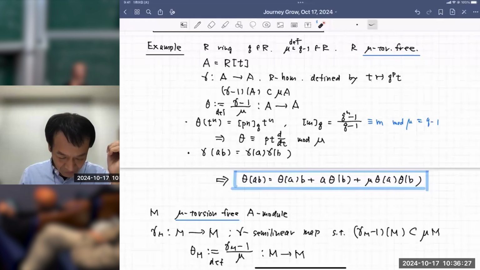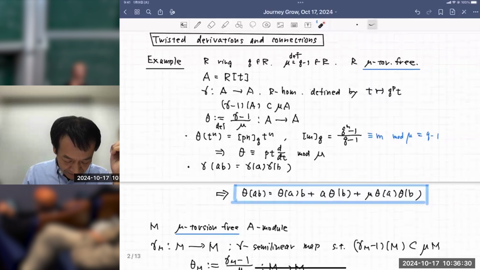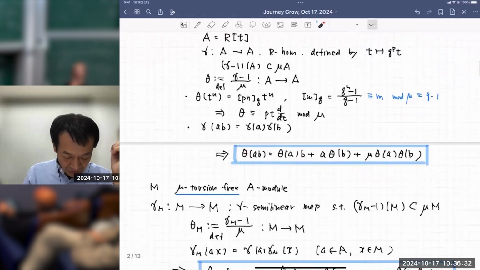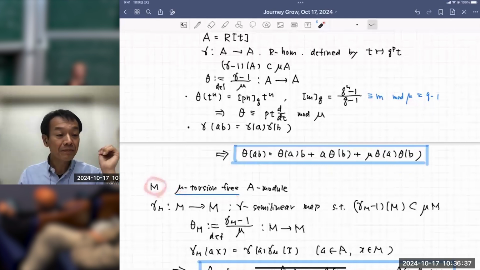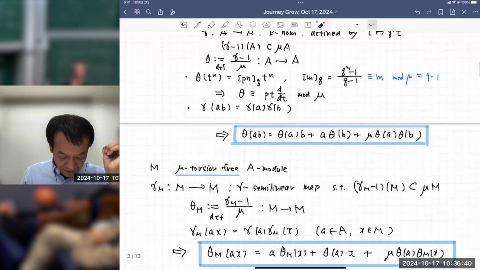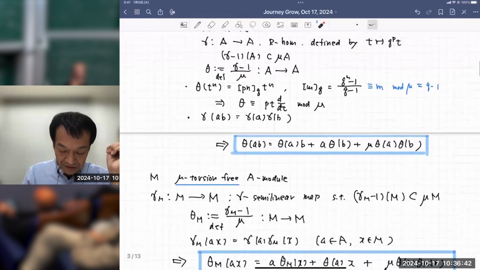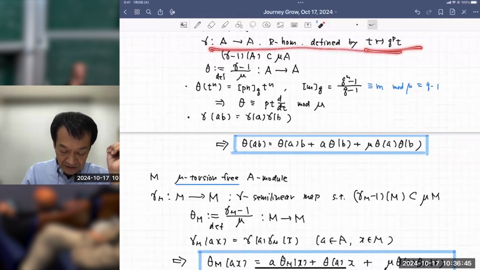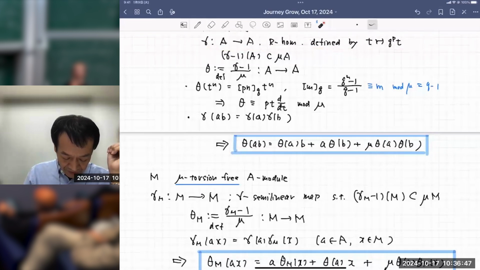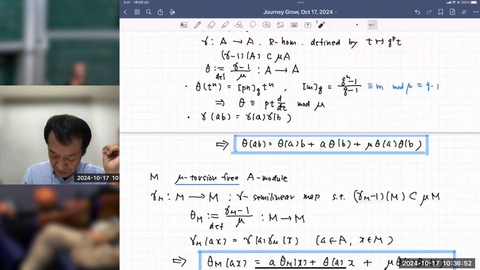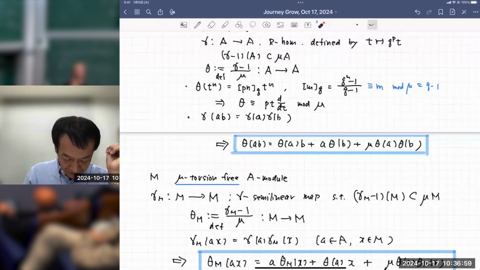And also we can consider an analog of a twisted connection over this theta. So if you are given a mu-torsion-free A-module M, and if you have gamma, an endomorphism, a gamma-semilinear map such that the image of gamma m minus 1 is contained in mu m, then using this mu-torsion freeness, you can define the operator theta M similarly as before.